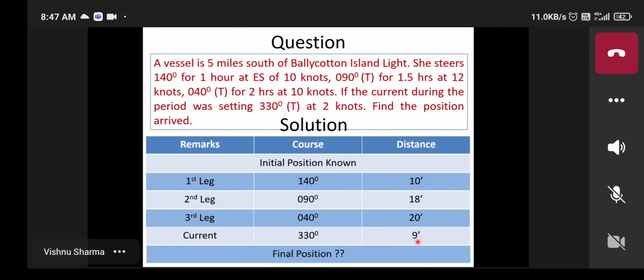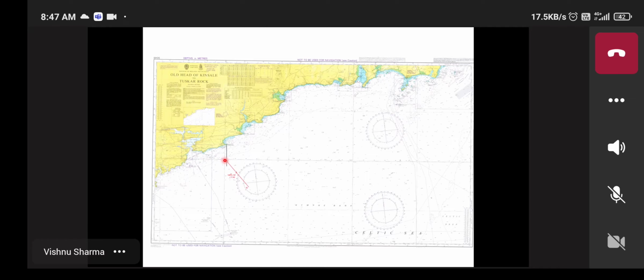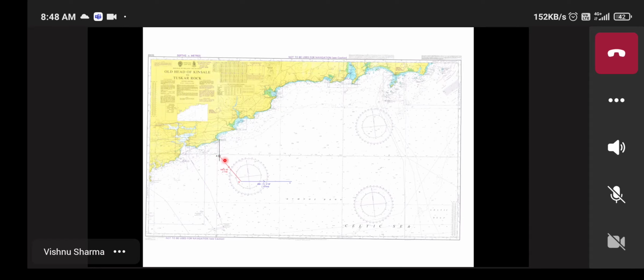Now we start plotting it and get the final position first. Suppose this was the question which came here, the missing thing is the final position. What will you do on the chart? You'll first plot position A, the fix of the ship, the initial position, correct, beta? Yes, sir. From here, what will you plot? You'll draw the first leg. Yes or no? Yes, sir. Yes. We'll draw the second leg.